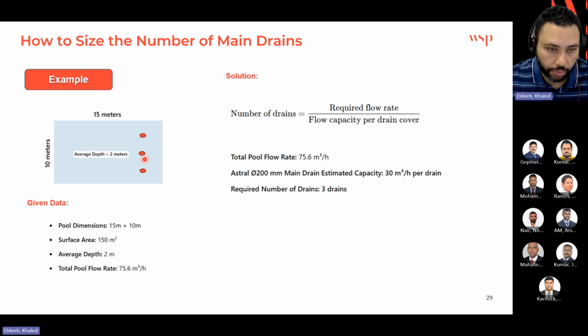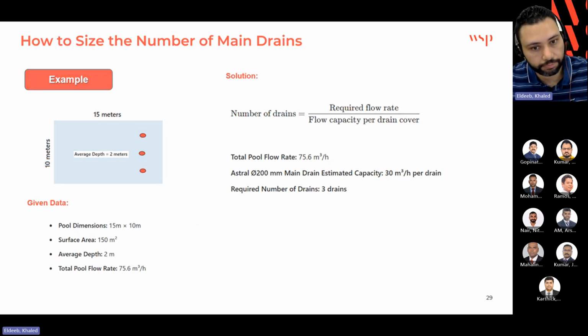I put them here because they have to be located at the lowest point. I assumed this as an example, and I assumed the deepest point here. So this maintains all the design criteria that I explained to you: 3 meters from the walls, 2.5 to 6 meters spacing, and so on.